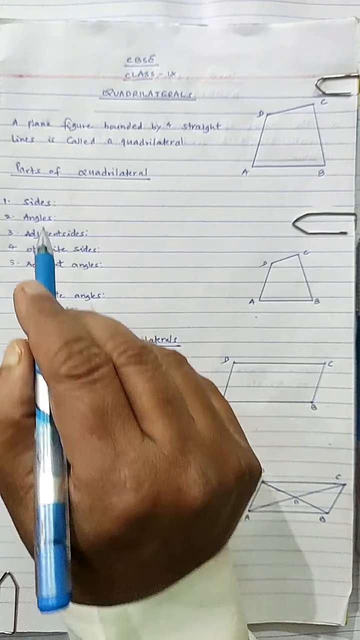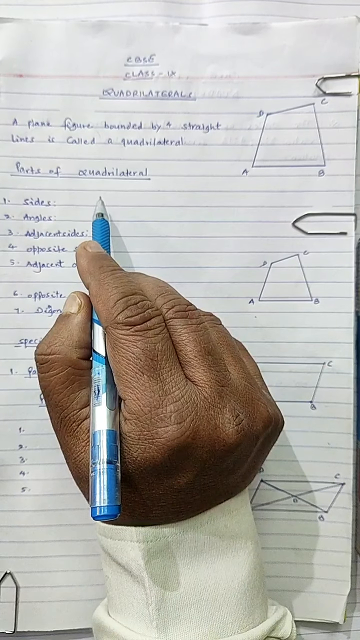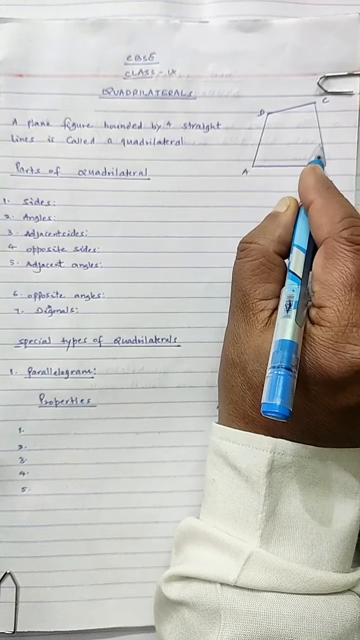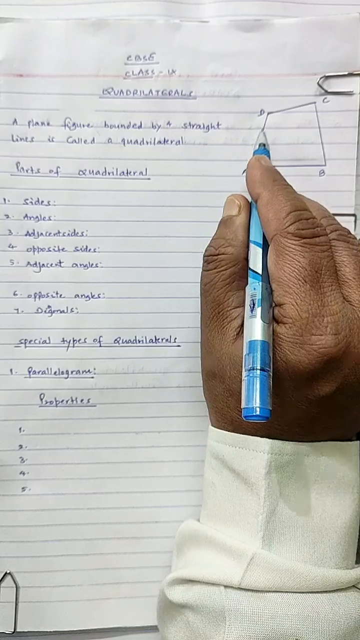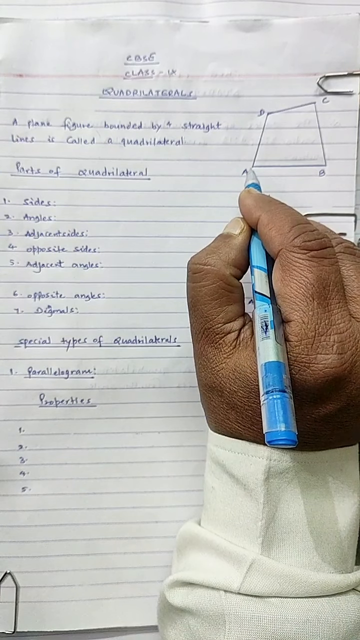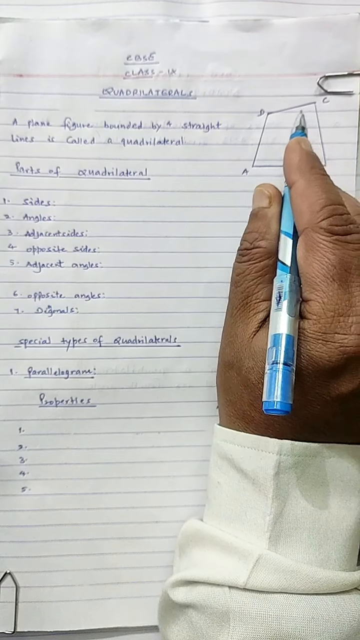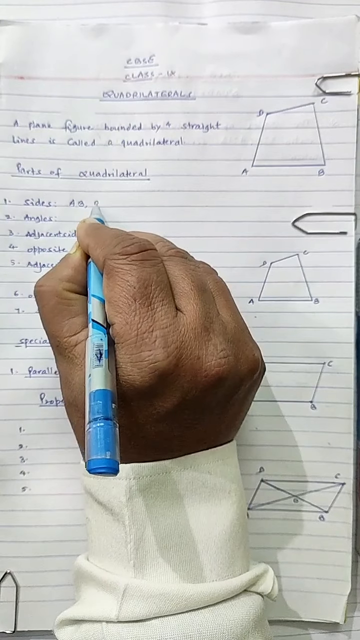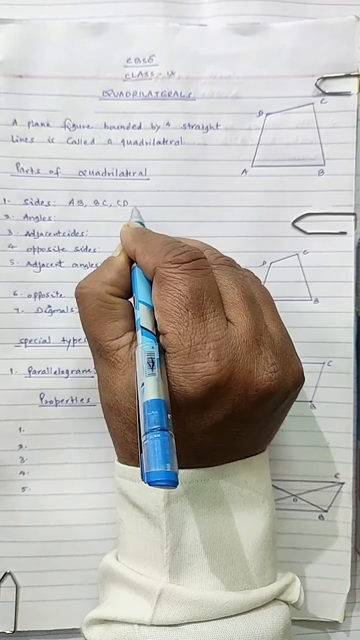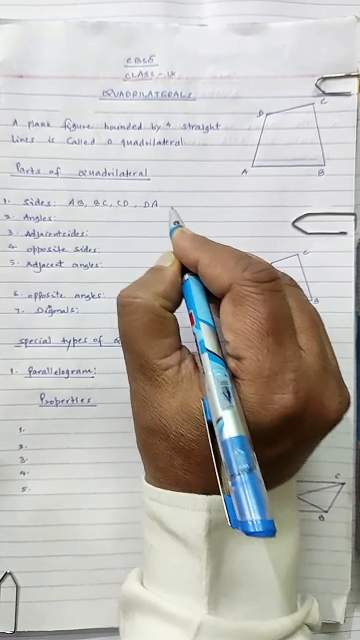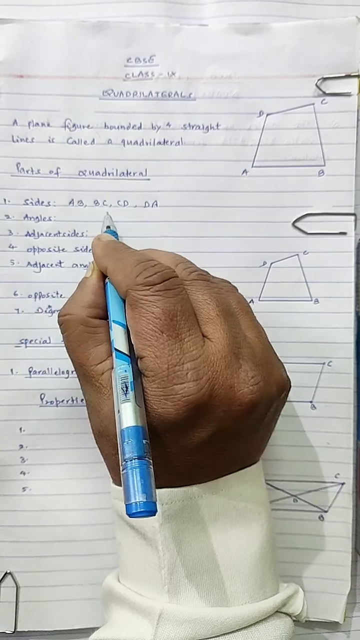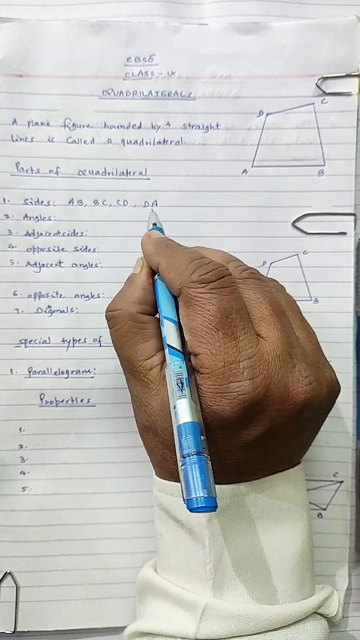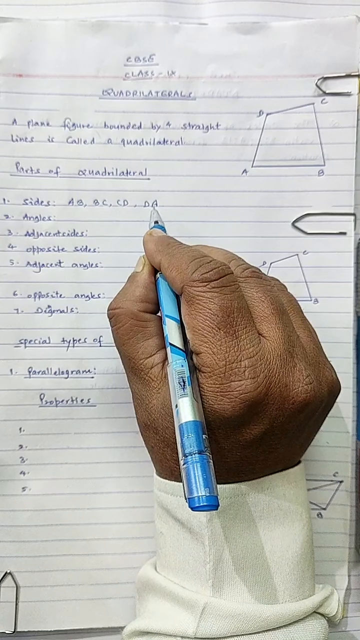Now we will study the parts of quadrilateral. Sides AB, BC, CD, DA are the four sides of this quadrilateral ABCD. So we write AB, BC, CD and DA. AB can be written as BA also, BC can be written as CB also, CD can be written as DC also and DA as AD also.